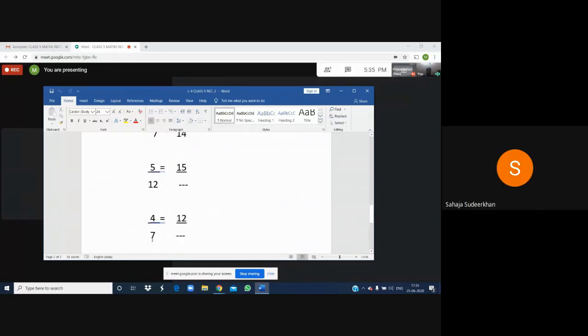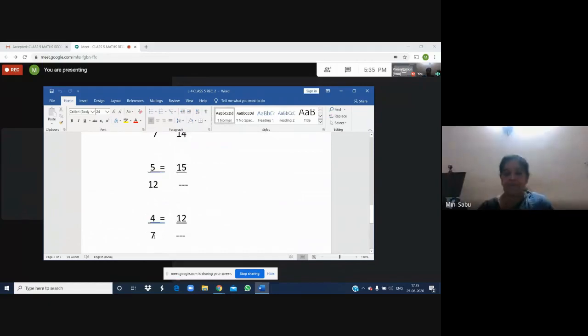Now one more question. 4 by 7. Okay, very good. You are getting what I am explaining. I'm very happy. 4 by 7 equal to 12 by dash. You see here the denominator is absent in one of the fractions, but both numerators are present. So let us find out the relationship between 4 and 12. How did 4 become 12? 4 3s are 12. So here also we should multiply by the same 3. 7 3s are 21. So the number here should be 21.